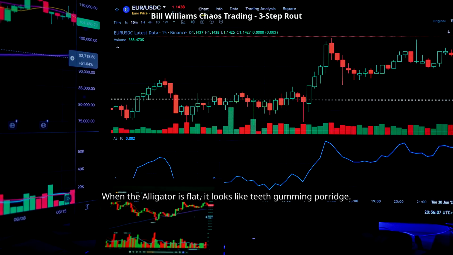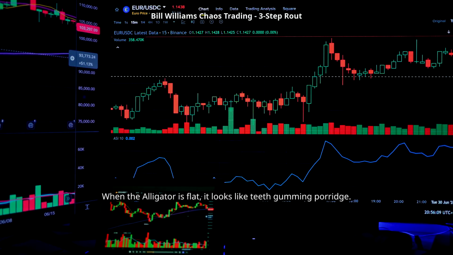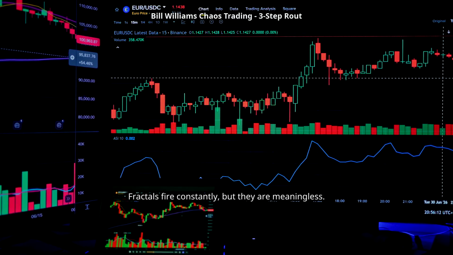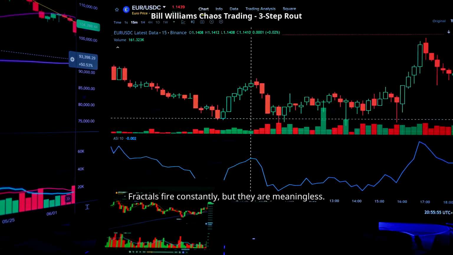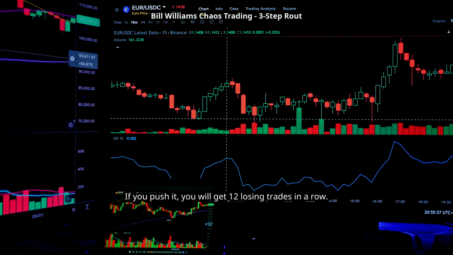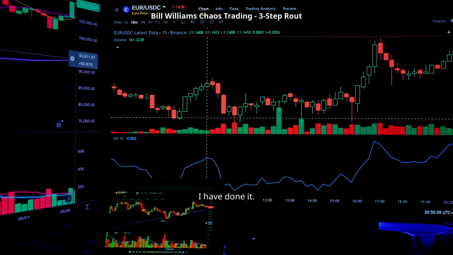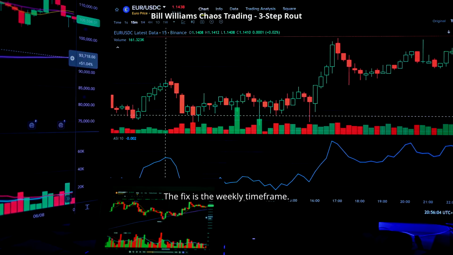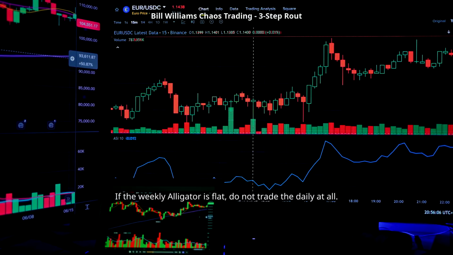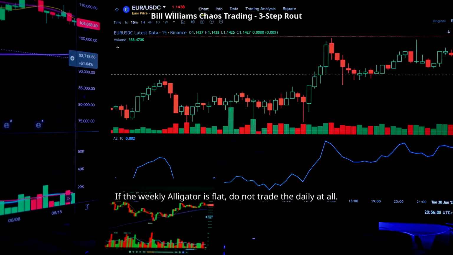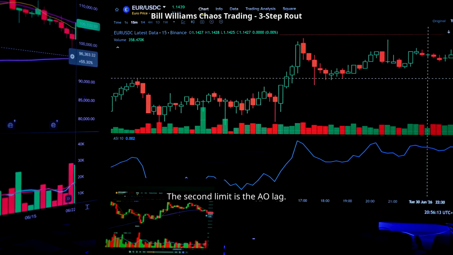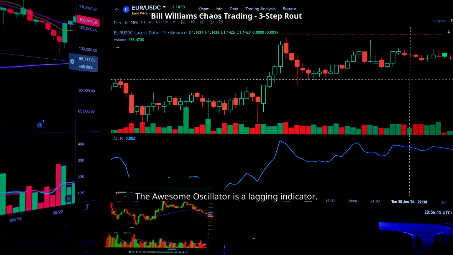Now, the honest limits. This system fails badly in a ranging market. When the alligator is flat, it looks like teeth gumming porridge. Fractals fire constantly, but they are meaningless. If you push it, you will get 12 losing trades in a row. I have done it. It is painful. The fix is the weekly time frame. If the weekly alligator is flat, do not trade the daily at all.